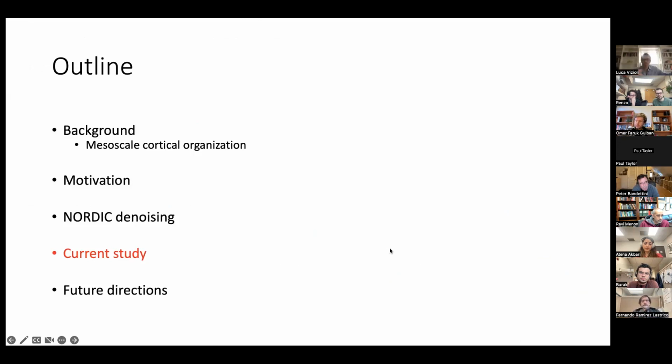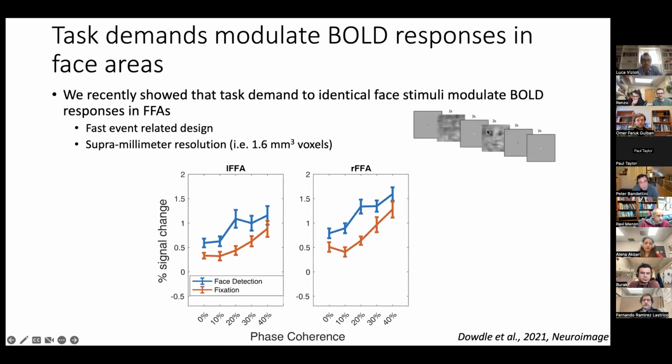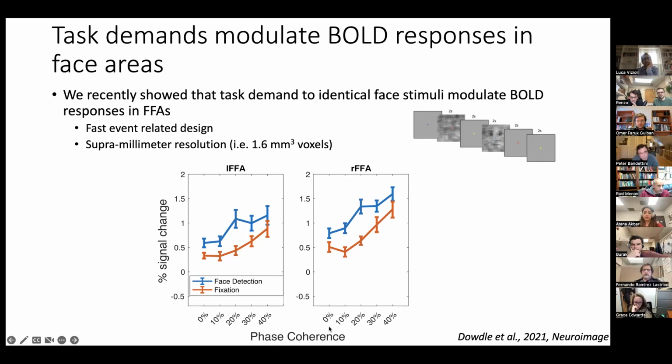So after we made sure that Nordic is not doing anything bad to our data, we can use it to remove thermal noise and do maybe some cool neuroscience. So this leads me to today's study. The motivation for today's study is a paper that we published in 2021 in NeuroImage. In this case, we used submillimeter resolution, so it's 1.6 millimeter voxels, and a fast event-related design using faces with different levels of visibility. So we manipulated the phase coherence of the images. And what we showed is that in the fusiform face area, both right and left FFA, we can induce significant task modulation to identical visual stimuli.